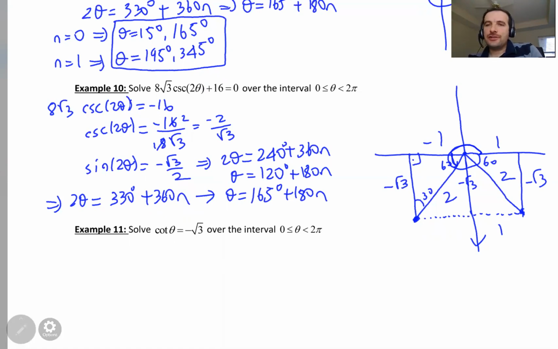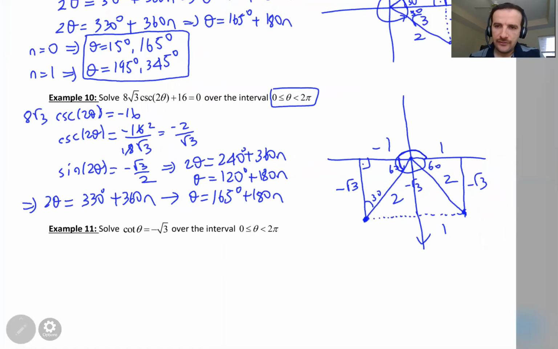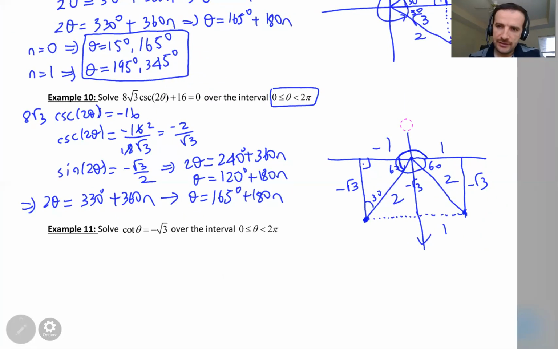But again, how can we get the solutions? Just plug in a couple of n values, and as long as you are fitting in the given interval here, we are good to go. For example, if I plug in n is equal to 0, what do I get? I get theta is equal to 120, which is in the interval, and theta is equal to 165. And when n is equal to 1, I get 120 plus 180, which is 300.